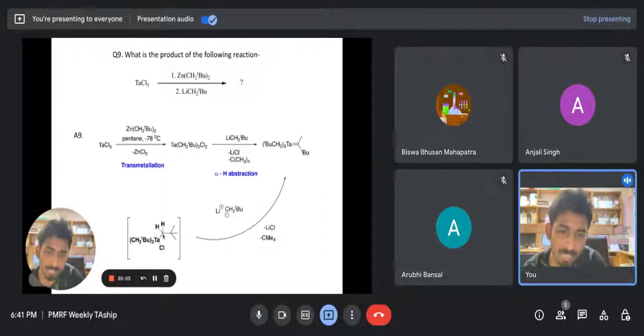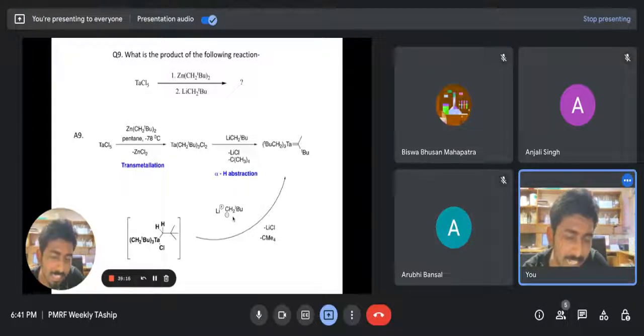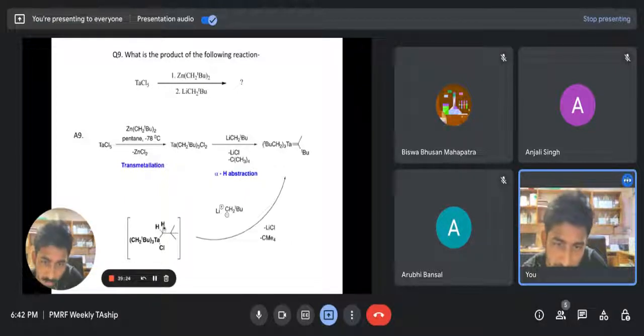So you see these are alpha hydrogens, but in the beta position there is no hydrogen atom present. We are having one chloro. Now in this case the alpha hydrogen abstraction takes place. Since we have this reagent in excess, and this compound can also act as a base, this CH2 minus tert-butyl abstracts one of the hydrogen atoms.